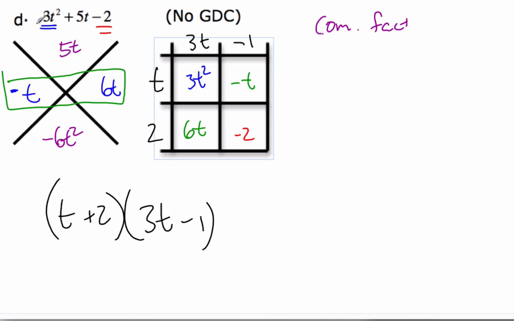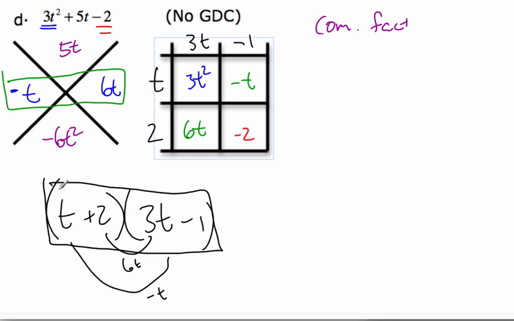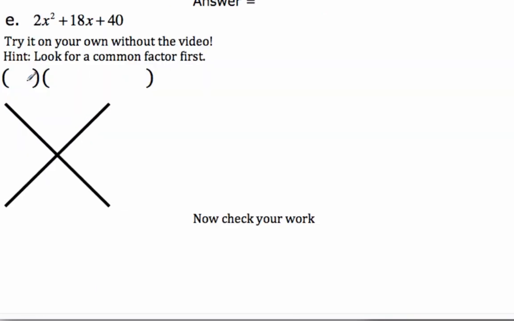3t squared to check it. Double happy face here. 6t and a minus t makes the 5t. And finally negative 2 when I multiply the last two. So this one here, try it on your own. Pause it, go ahead. Okay, now you're back.